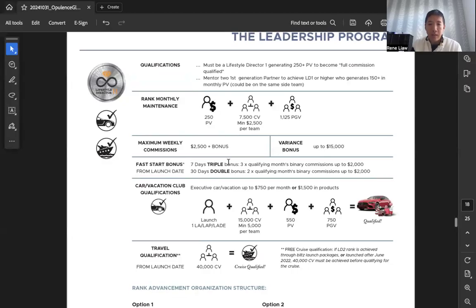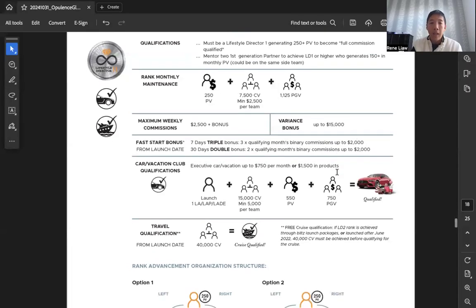If you can get there in 7 days, they triple that month's binary commissions up to $2,000. You do it in 30 days, it's a doubling. And again, the same thing for the car program. You want to launch a new LA, LAP, or LADE. The group volume goes up a little bit, the PV went up a little bit, and it's the same PGV. But now instead of earning $500 for your car or vacation club, you're getting $750, or $1,500 in products.